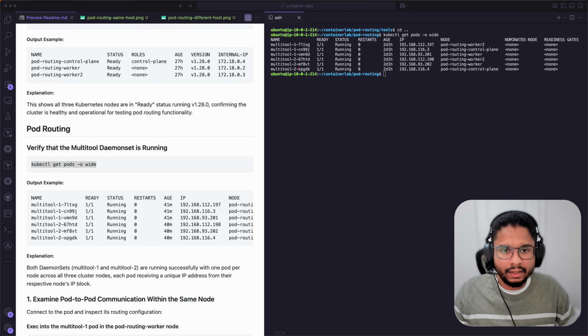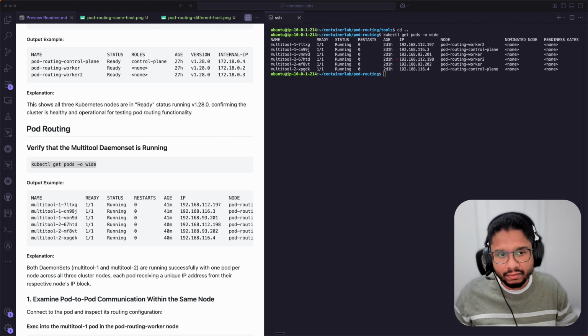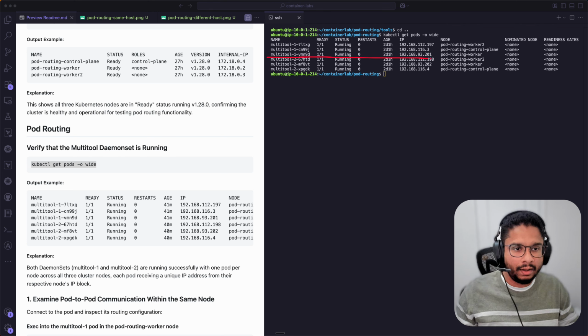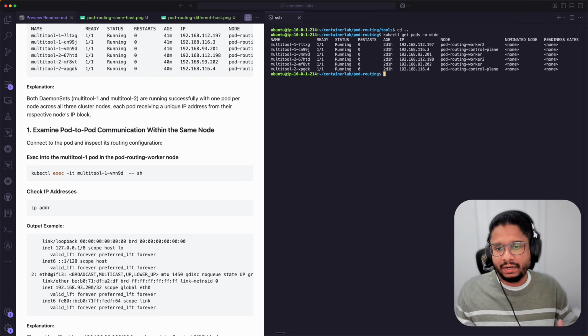So if I look at the deployment of these pods, now these are daemon sets, right? So we have multi-tool1 over here, which runs on all the 3 nodes, and we have multi-tool2, which also runs on all the 3 nodes. Okay, so just bear that in mind. 3 pods in each of these daemon sets, and they run on each of the nodes.